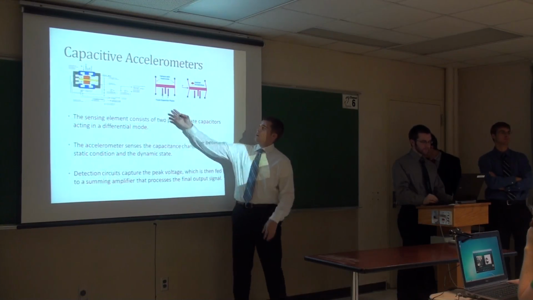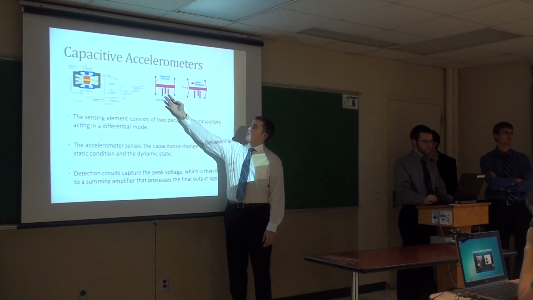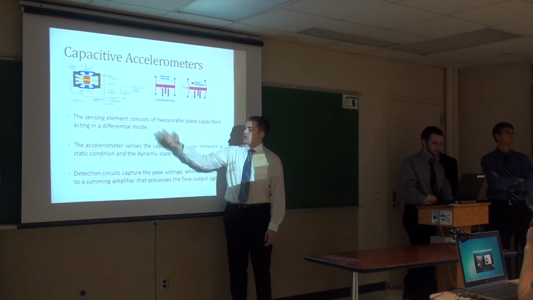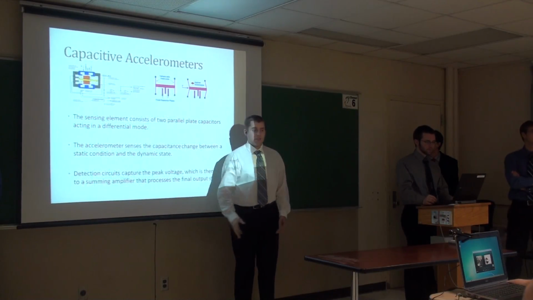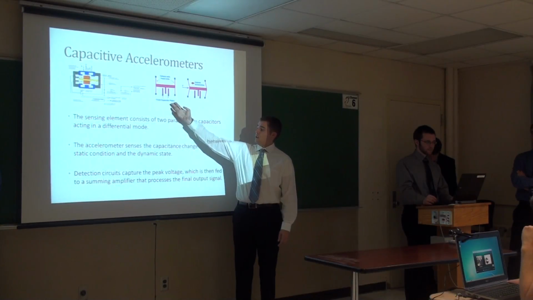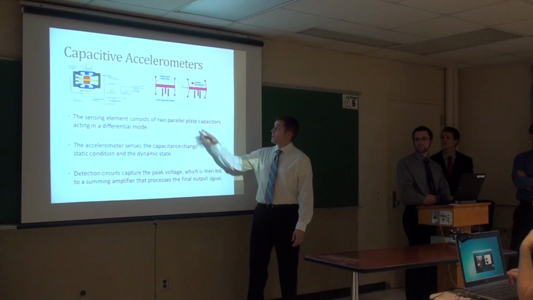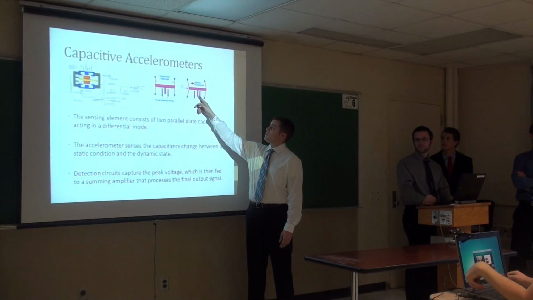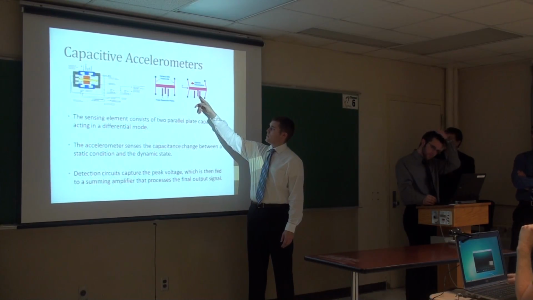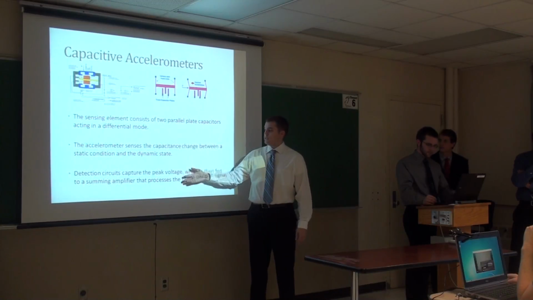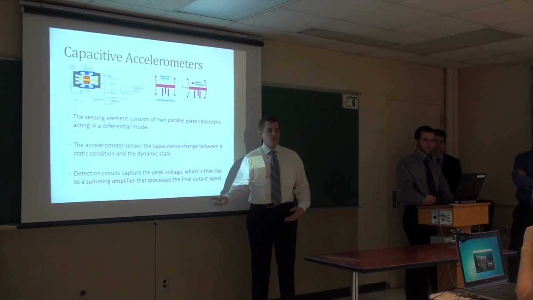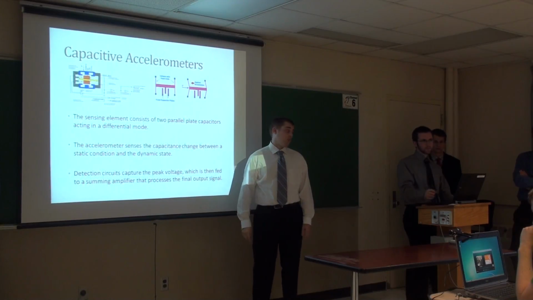If this thing is not moving at all, it has the same difference across both capacitive plates, so it outputs about 1.4 volts generally. But as you give it a force and the dynamic plate moves, it creates a difference in the voltage. The voltage will either go up or down, and according to that, you get an acceleration value off of it.